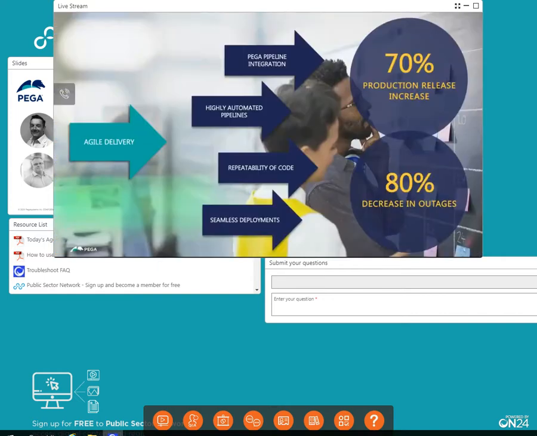It's within the new agile environment that IP Australia has been able to expand its continuous delivery pipeline capabilities to include seamless deployments and faster and more frequent releases. We've managed to increase our production releases by up to 70% and decrease our external outages by up to 80%.